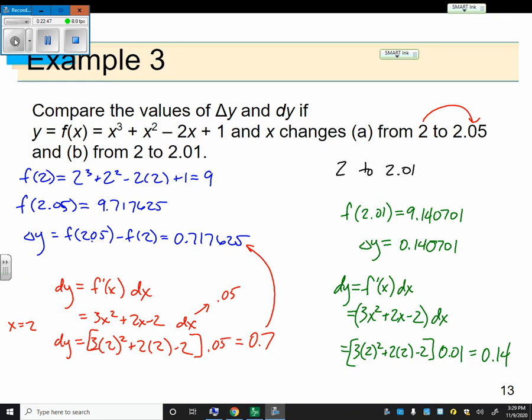So I used a lot of the same numbers there, but hopefully you see as my delta x gets smaller and smaller, I was able to match more decimals this time. And my dy becomes a much better estimation as that gets smaller.